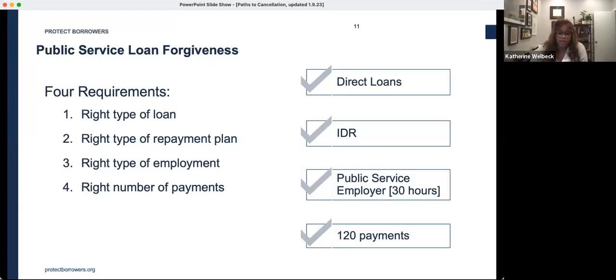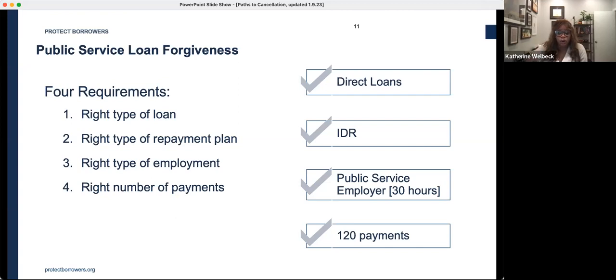Typically, there are four specific criteria to qualify for public service loan forgiveness. First, you need to have a direct loan. That's one of several federal student loan types. I know we went over those at the top. If you have a FFEL or Perkins loan, you are able to consolidate those loans into direct loans to make them eligible for public service loan forgiveness. And we're going to talk a little bit about that later.